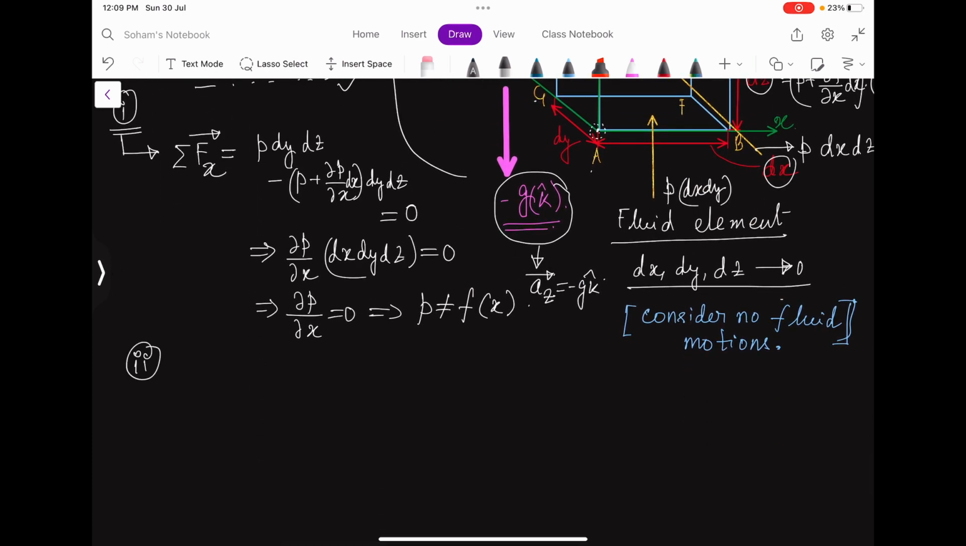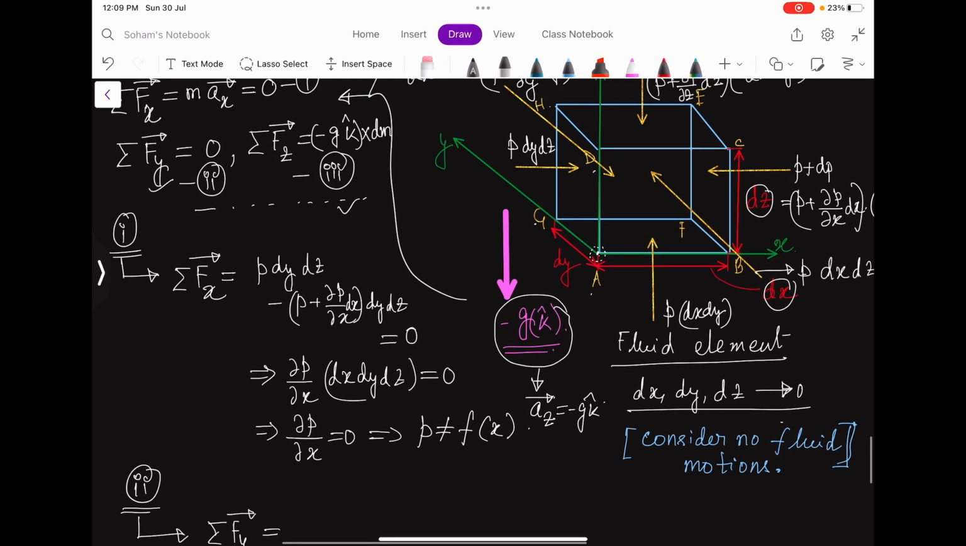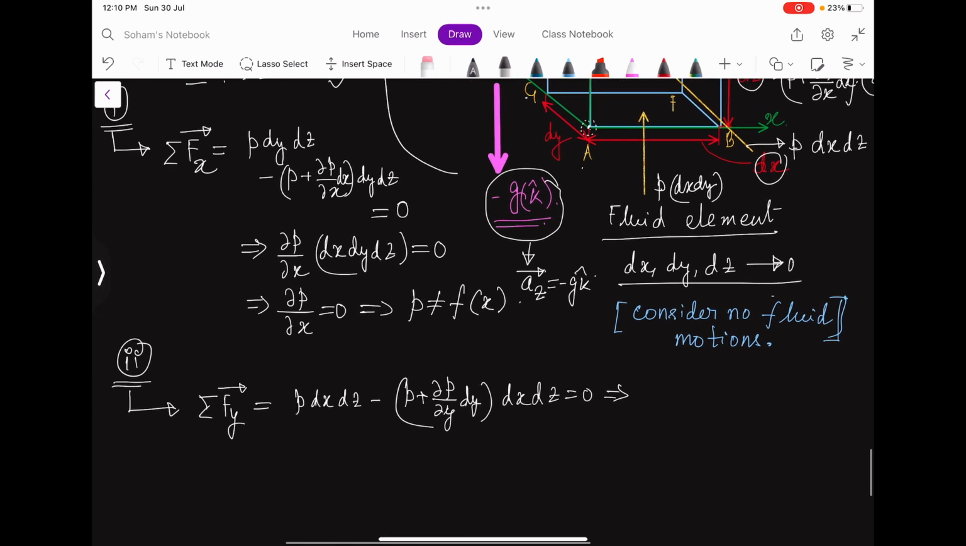Now let us consider equation 2. So considering summation of fy, that is equal to, just because of the pressure force, no other forces, p dx dz minus p plus dp dy dy again dx dz equal to 0. That directly means del p del y into dx dy dz is equal to 0, and because this is not equal to 0, that directly means pressure is also not a function of y, because del p del y is 0.